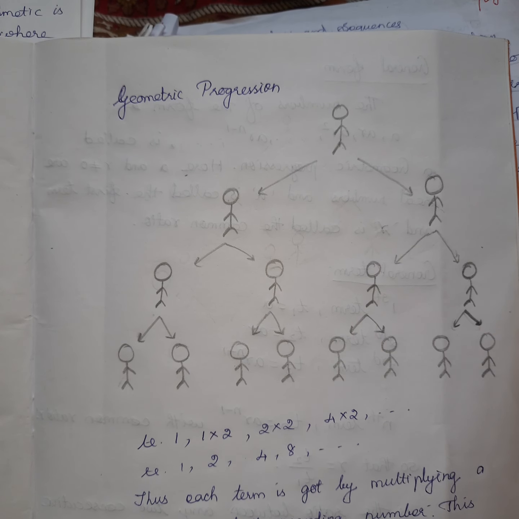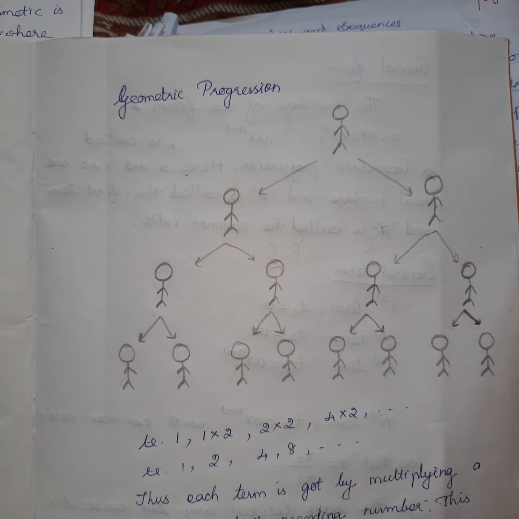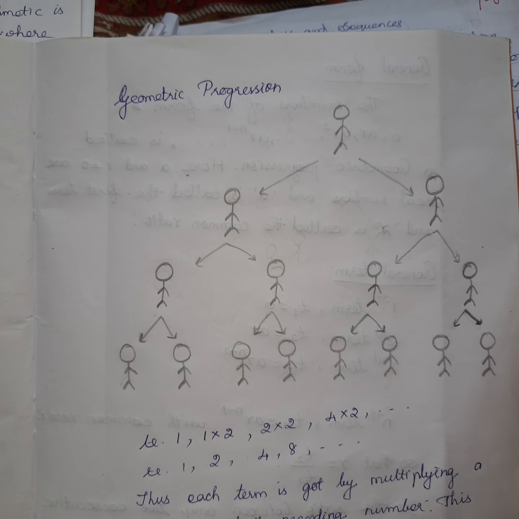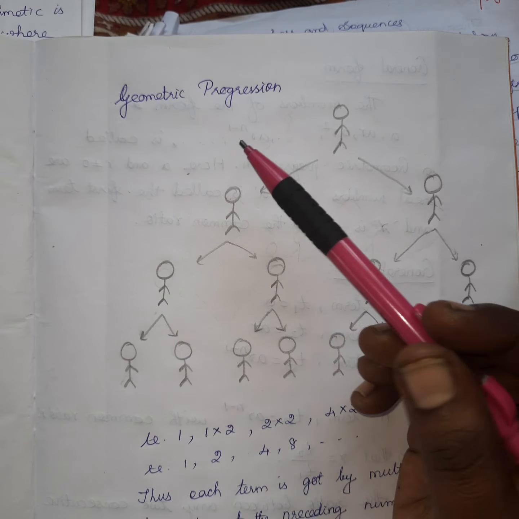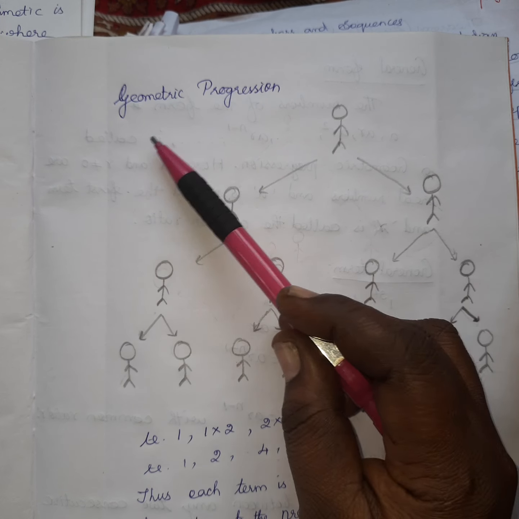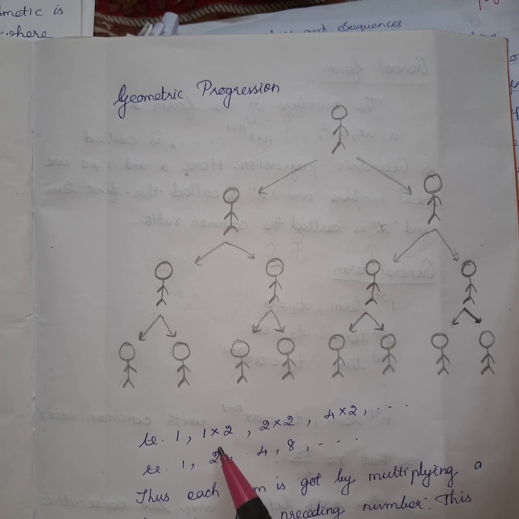Let us see the topic geometric progression. Already you learned about arithmetic progression. There we are adding a common number and forming the sequence or series. So it is an arithmetic progression. Here, by multiplying we are forming the series or sequence. So it is the geometric progression, by multiplying with a common number.